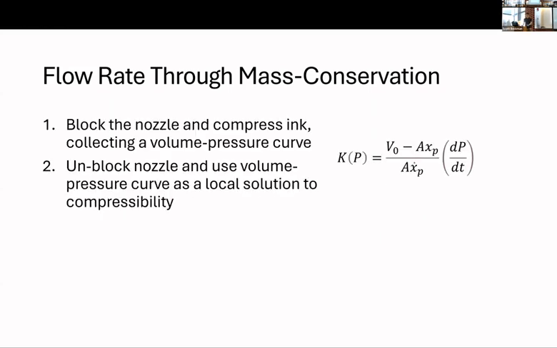And so the process that we do right now is we block the nozzle and compress the ink, collecting a pressure to volume curve. Then we use this equation on the right to find the difference between our current flow rate and our target flow rate. And we use that to have a local solution to compressibility and actively control the system.